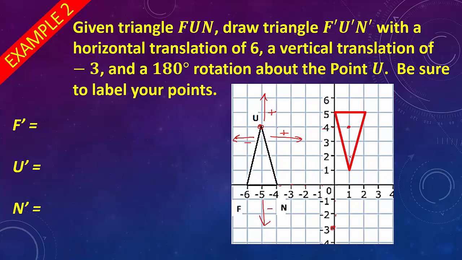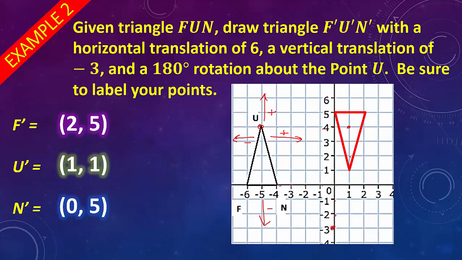So now that we've done all our transformations, now we look, and if you notice, U prime is still at 1, 1. But F, so here's U prime, F prime, which was here, got rotated up to here, and then N prime is right there. So F prime is at 2, 5, and N prime is at 0, 5. So it should be stated that when you're doing ordered pairs, if you're unfamiliar, this is your X value, this is your Y value.